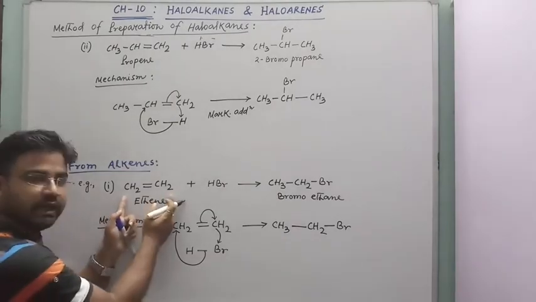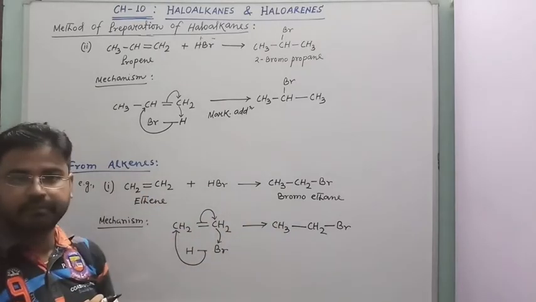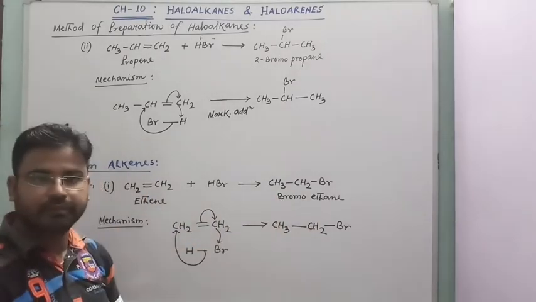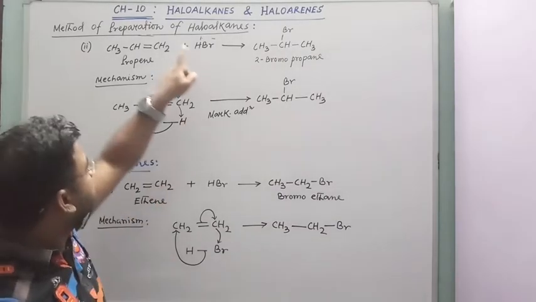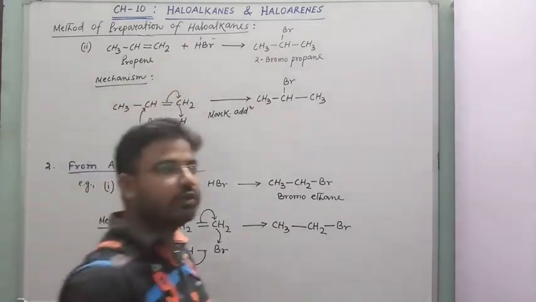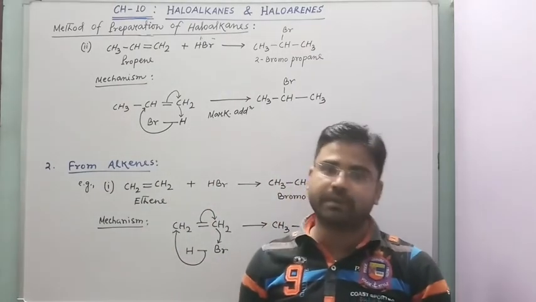But for a symmetrical alkene, wherever bromine is attached, the product would be the same, bromoethane. So there is no problem with a symmetrical alkene. But when HBr is attached with an unsymmetrical alkene, then Markovnikov's rule is applicable.